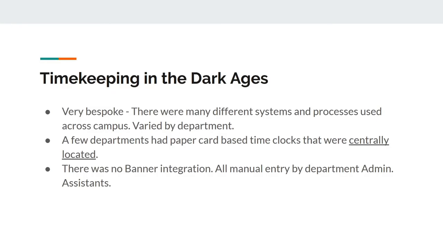Other departments had time clocks, but they were like the time clocks that you would buy at Costco or Sam's Club. You know, they were just something that was sitting on a desk, paper punch system, and at the end of the pay period, the administrative assistants would take those paper punch time cards and enter those records into Banner by hand. There was no integration at all with Banner other than the people that were manually keying that stuff in. So that was really time consuming and really burdensome on those people that had to do that.